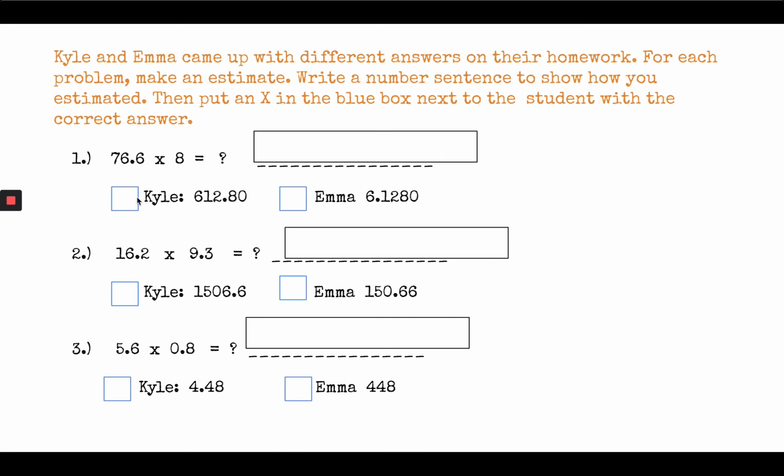Okay? You're going to tell me who's closer, Kyle or Emma, and you're going to be clicking in one of those boxes and putting an X there. So you're going to click, you're going to hit the letter X on your keyboard, and you'll be done. So you're going to write your estimation out. You're going to click whoever has the closest answer, and you're going to move on. Okay? You've got 3 problems to do, not a lot today at all. All right, I just want to make sure that you can get this understood, and that you can see how we use estimation to place decimals in decimal multiplication problems.